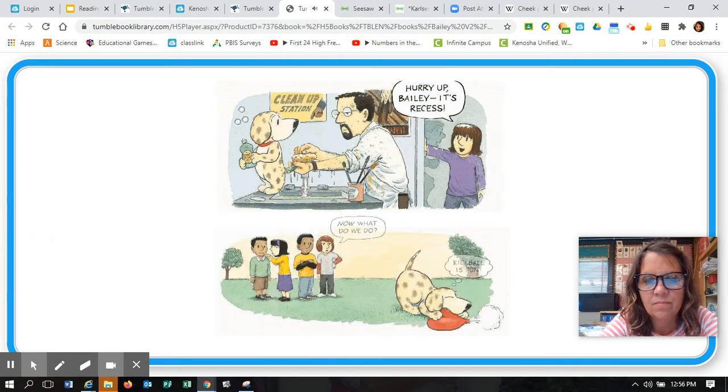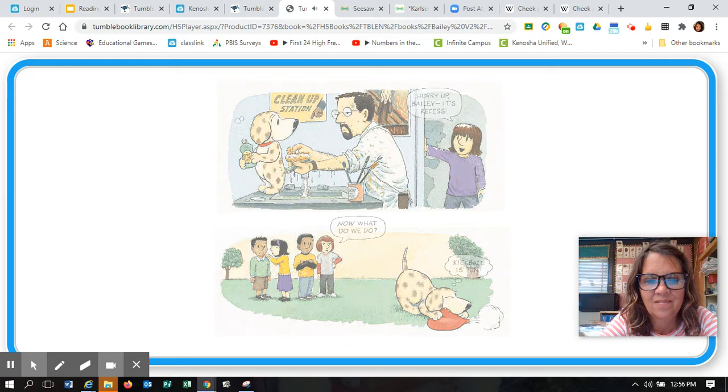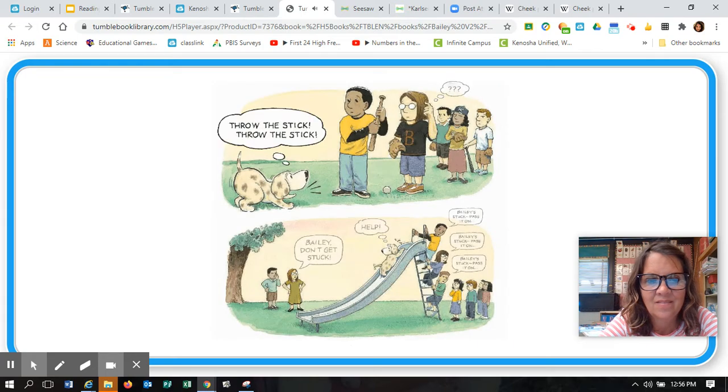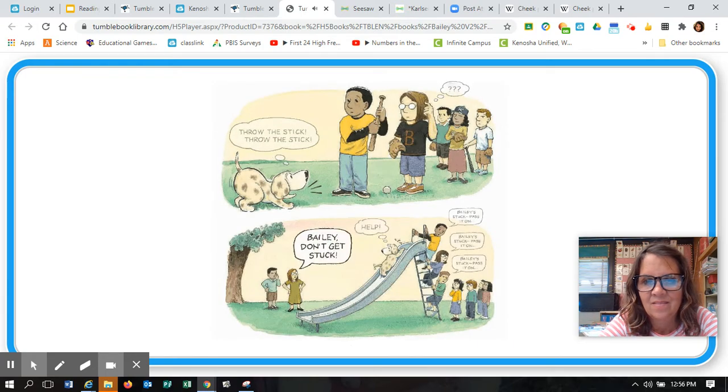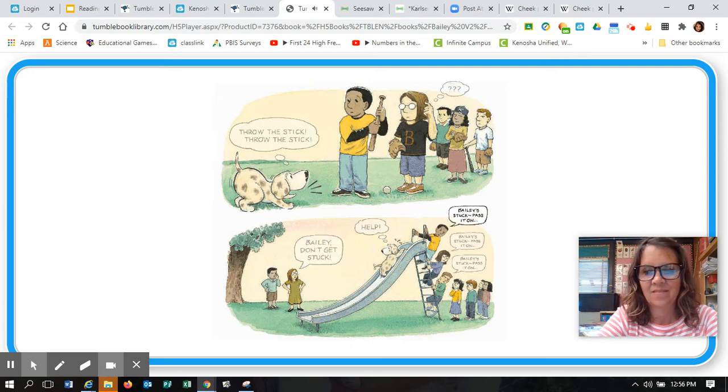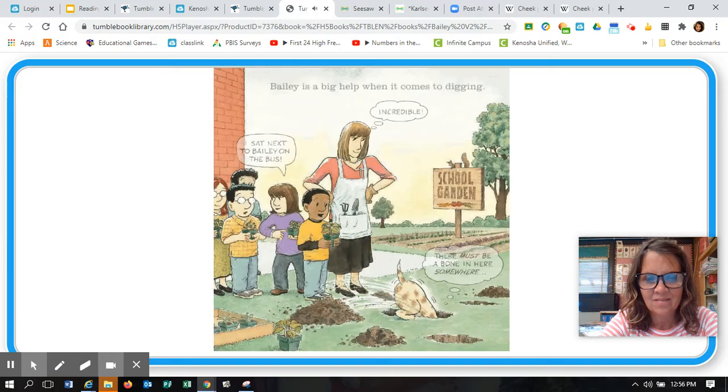Hurry up, Bailey. It's recess. Well, now what do we do? Kickball is fun. Huh? Throw the stick! Throw the stick! Bailey, don't get stuck. Help! Bailey's stuck. Pass it on. Bailey is a big help when it comes to digging. I sat next to Bailey on the bus. Incredible. There must be a bone in here somewhere.